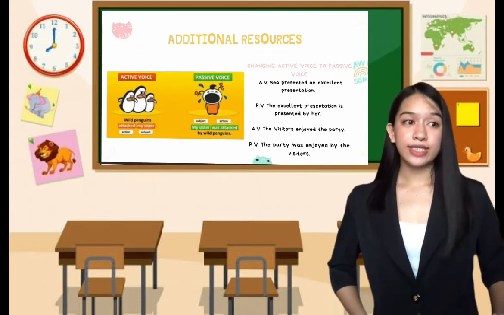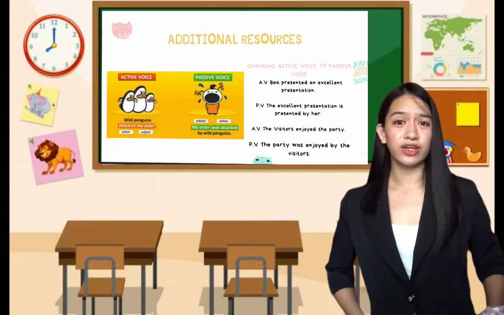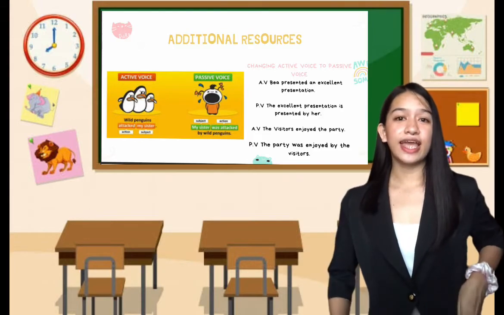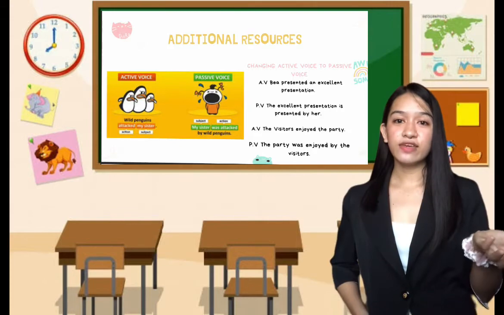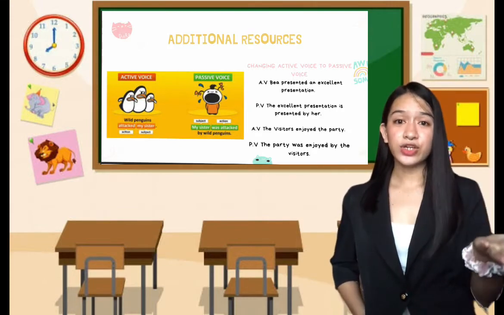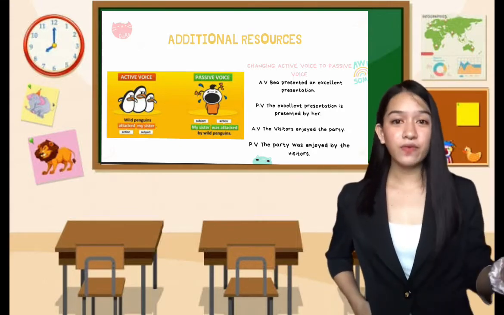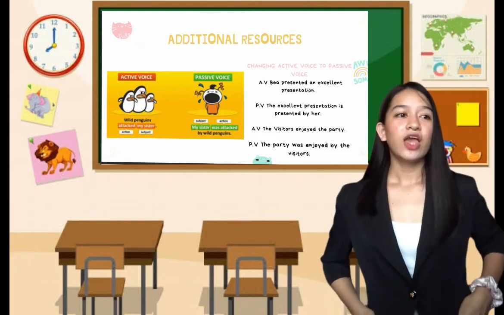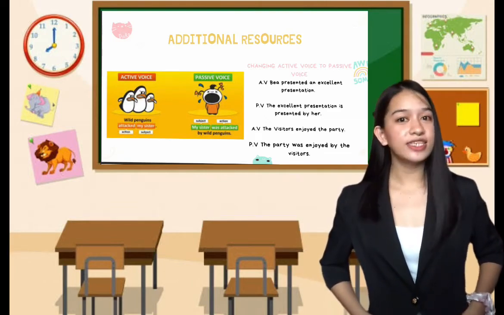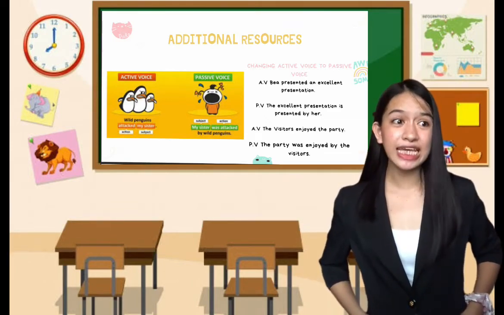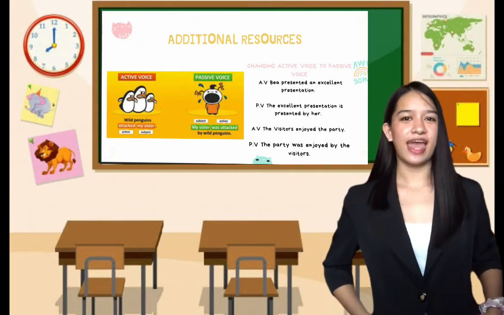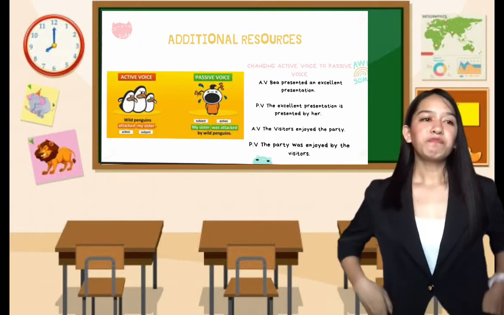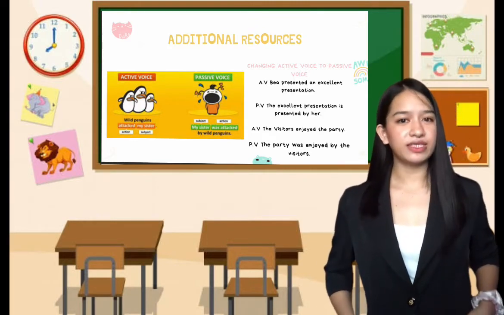Wild penguins attacked my sister. As you can see in the example, the sister is the receiver of the action and the penguins is the doer. So yes, the penguins is the doer of the action, which is the penguins attack the sister. Yes. Now you will proceed to the passive voice.